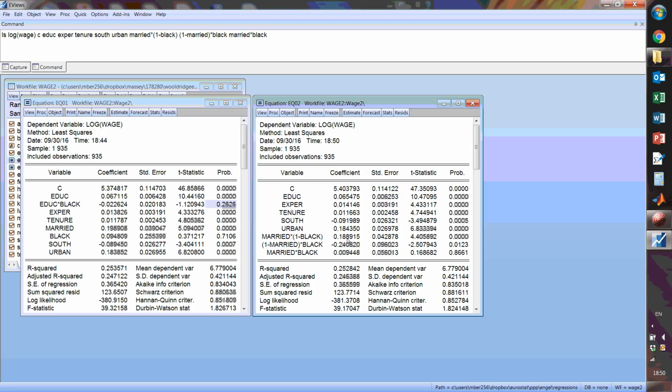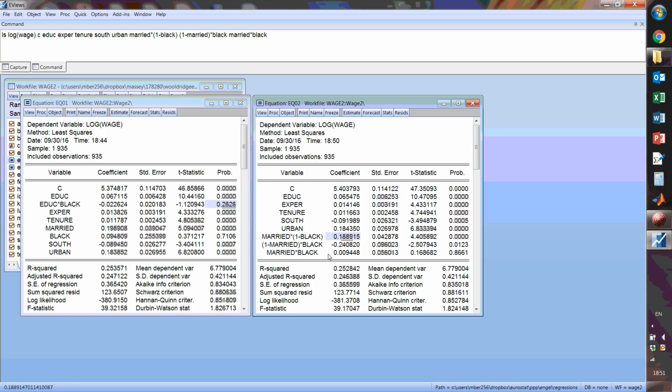Okay, so everything else being the same, being married and non-black gives you around 18%, or 19%, higher wage than being in the base group, single non-black. So this is basically, for the non-black person, a return on marriage, if you like, in terms of salary. Everything else being the same.